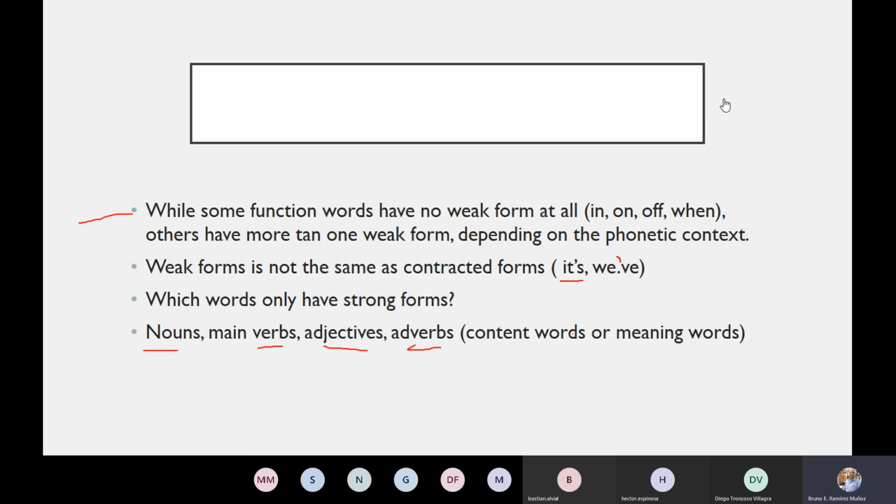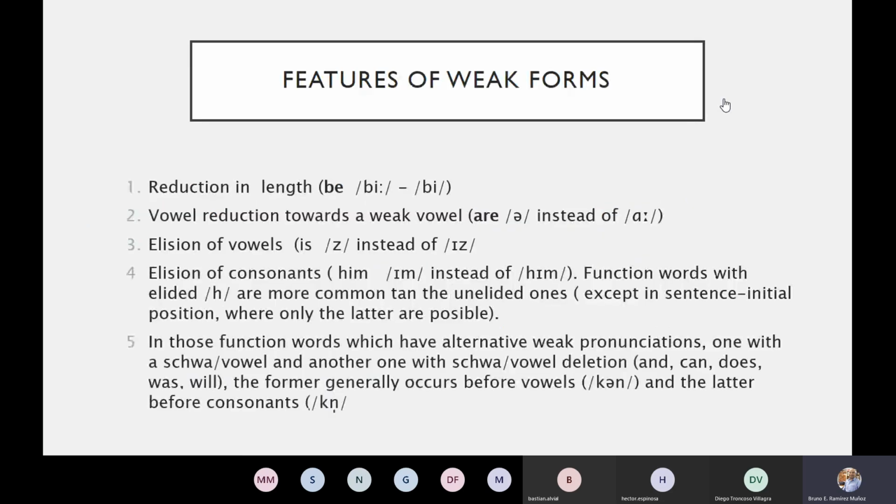Sometimes, and these are the features that you can find in weak forms, sometimes there is a reduction of the length. B is going to be B. And it's the same vowel, but a little bit shorter. Do not get confused with the other one with the short lax E, because we're not talking about a different vowel. We're talking about length only.